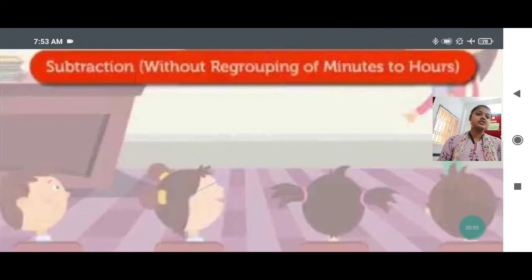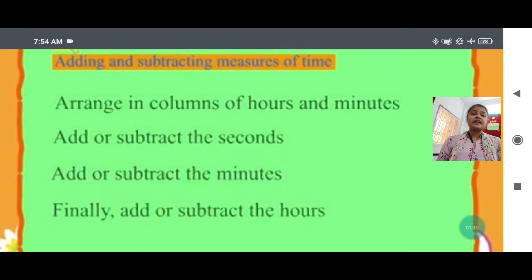See my dear, we are going to start. Today's topic is subtraction without regrouping of minutes to hours, or subtraction with regrouping. We are going to learn both today, and on the basis of this, you can complete the exercise. Either you are doing addition or subtraction, it's very important to arrange in columns. You have to make columns for hours, minutes and seconds, and then you have to write the numbers accordingly, okay? And then only you have to proceed with the addition or subtraction.